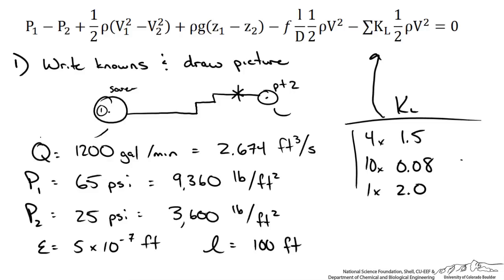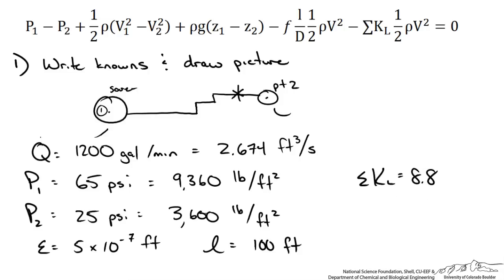You could look these up probably in other handbooks as well. So again, I could save myself the trouble now. I could just do the math, and I could see that the sum of these loss coefficients is equal to 8.8. Now, based on the problem statement, we're not given anything else.